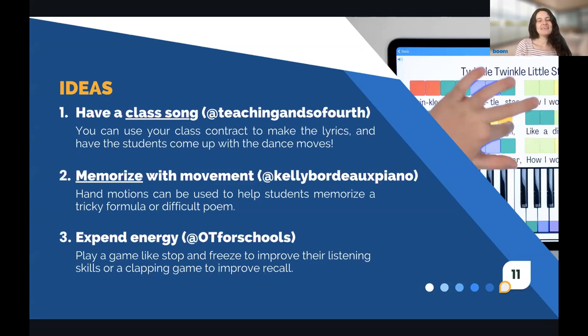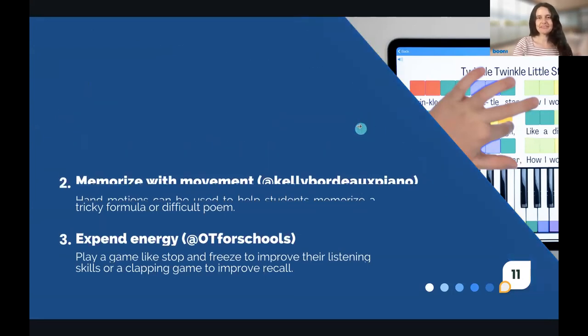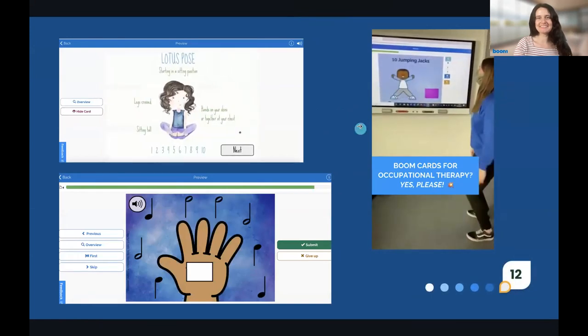So then the other thing that we have on the next slide is an example from OT for Schools, one of our publishers, and she has a lot of really great boom cards that have examples like stop and freeze to improve listening skills, clapping games, exercises. So all of those make really great brain breaks. So let's look at some of these examples.